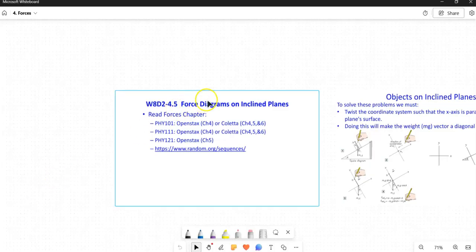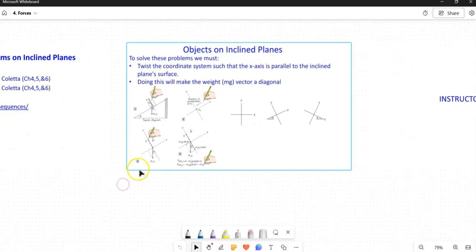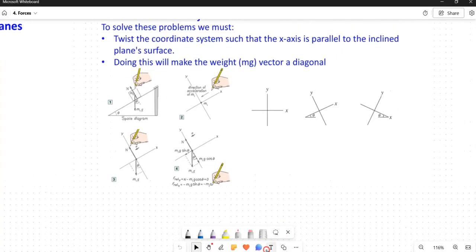Now this is 4.5, force diagrams on an inclined plane. Up until now we've been studying how our coordinate system is completely up and down and left and right, where positive x direction is to the right, negative x direction is to the left, positive y direction is up, negative y direction is down, and really in the third dimension, positive z is out and negative z is in.